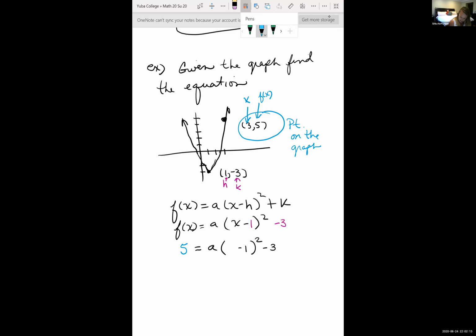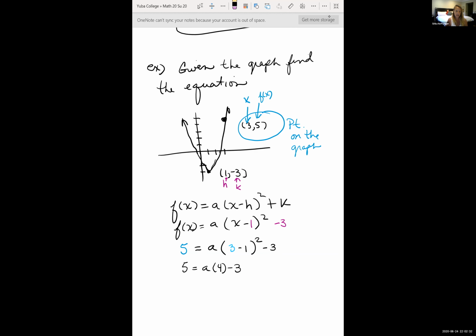So simplify. Work inside the parentheses first. So we have 5 is equal to a times, well, 3 minus 1 is 2. 2 squared is 4. So a times 4 minus 3.